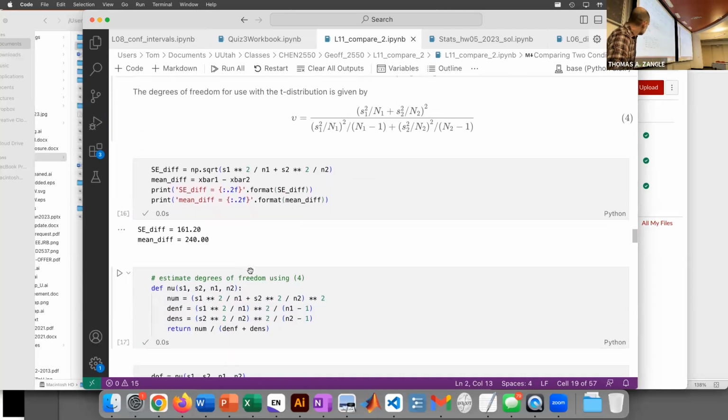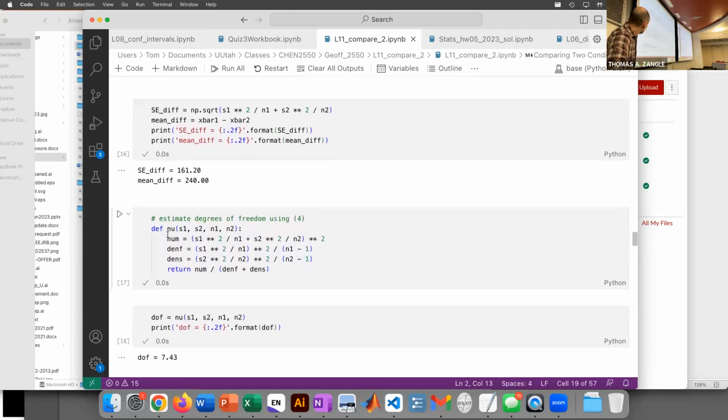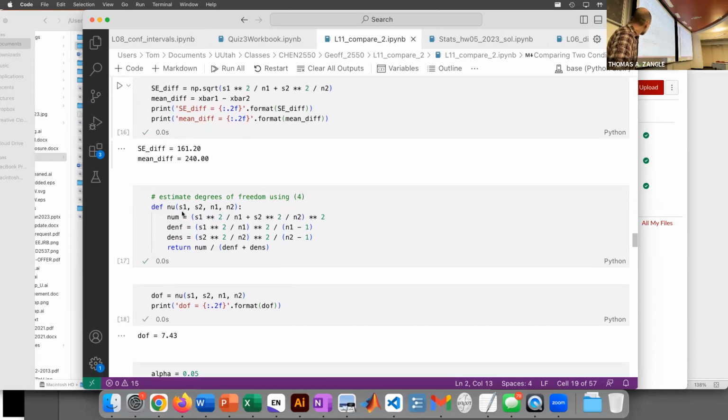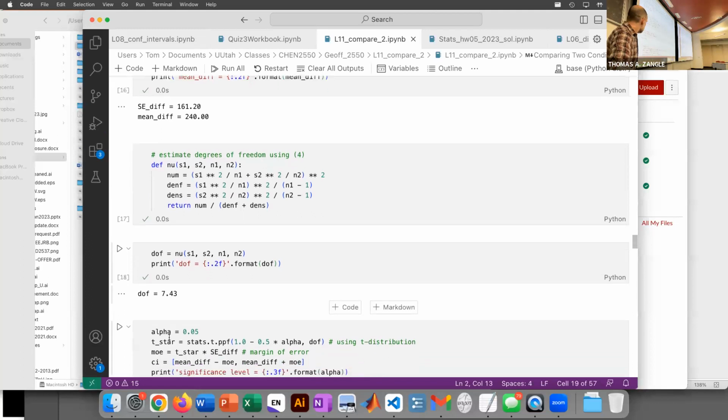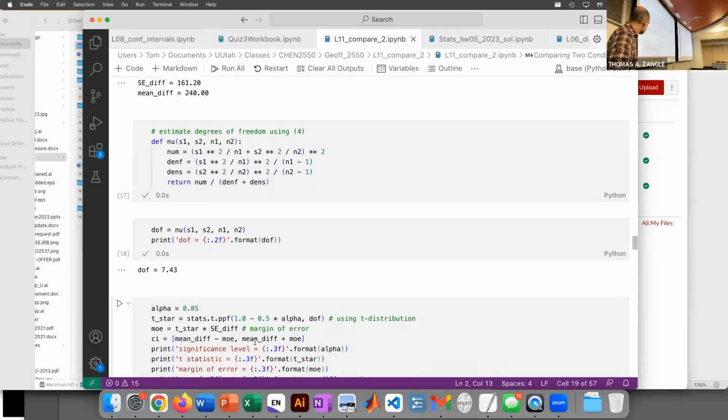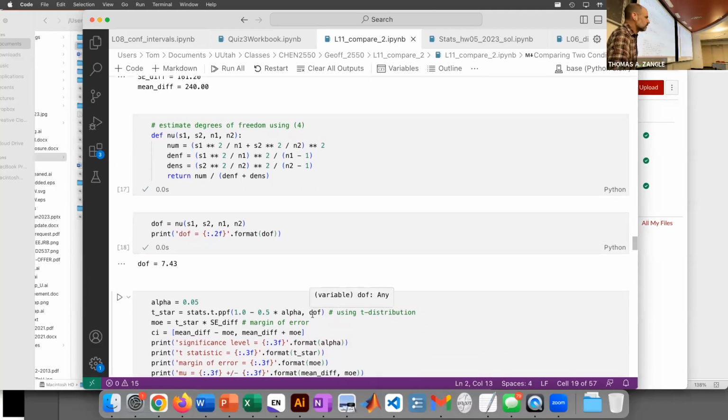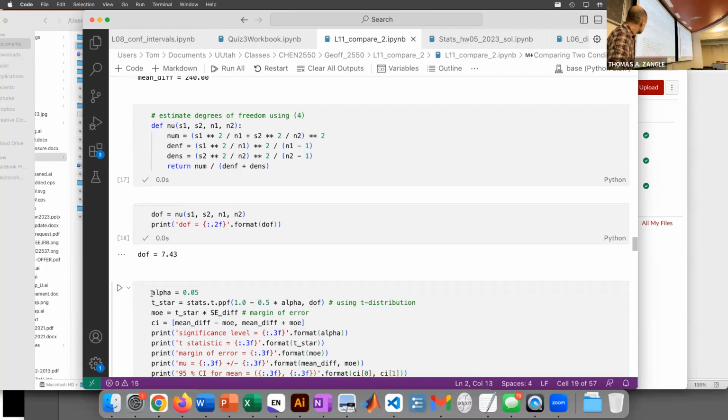In this case, that's computed. So the standard error is computed up here in this block of code as $161. And the degrees of freedom in this case ends up as 7.43. Okay, so again, not an integer number of degrees of freedom. We can still use that in our t-statistic. Our t-distribution is still defined for that non-integer number of degrees of freedom.